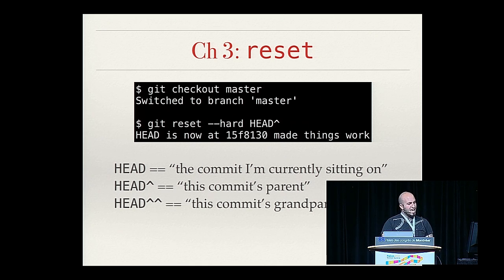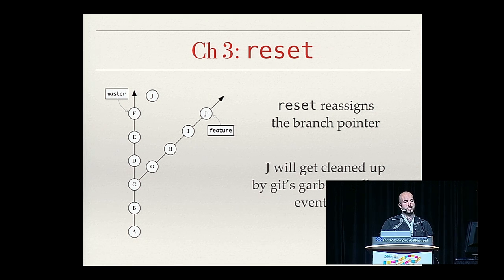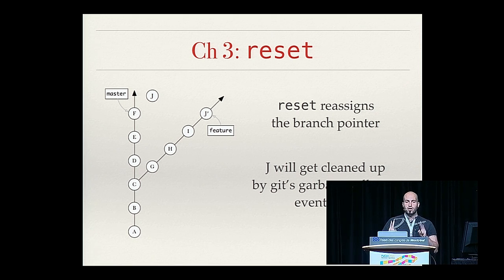So after I've done this git reset --hard, the repository is going to look like this. The master pointer is now pointing back at F, which is where it was before. And J is still in the repository. It's kind of just hanging out in the ether there. And if you find that you've done something wrong with reset, or if you've accidentally lost a commit, it's still there. It's not actually gone. And I'll show you in a little bit how to actually get that commit back.